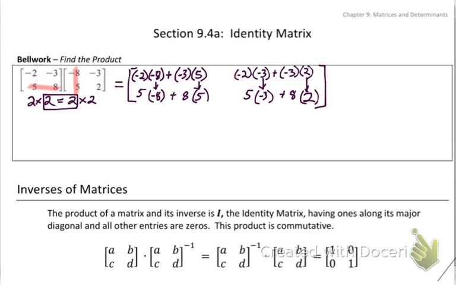I'm just going to double check that that trick worked. I have 5 times negative 8, 8 times 5. Yep. I should also have 5 times negative 3 and 8 times 2. Yeah, everything checked out. Now we just do the math. And we should come up with 1, 0, 0, 1, which is also the identity. So it's an identity matrix.